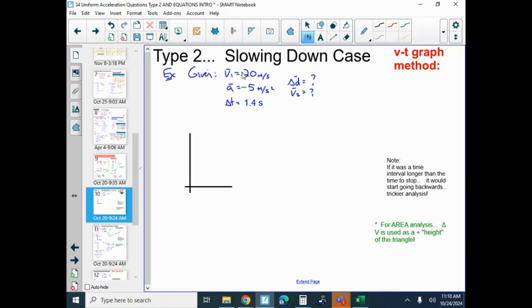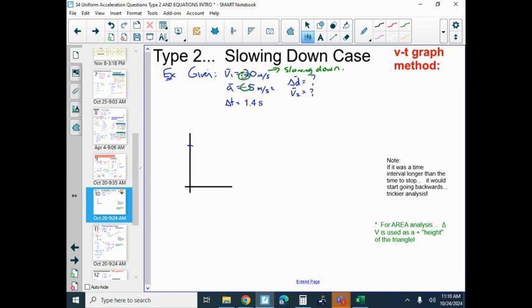Again, same deal. We've got positive and negative, so you can tell it is slowing down. We're going forward, but accelerating backwards. So technically, you could call it deceleration. Deceleration isn't always the case for negative acceleration, but it is in this case. So there's nothing wrong with that.